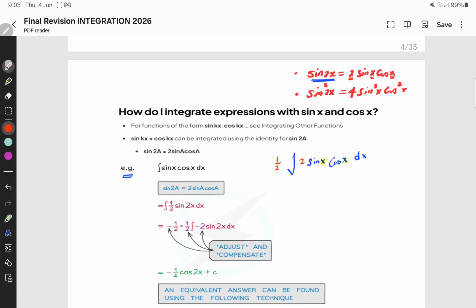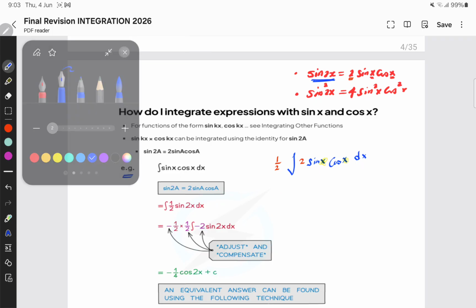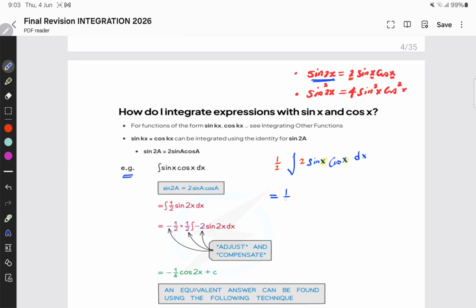So to change it to be 1/2 times the integral of sine 2x, because that represents sine 2x with respect to x. Now I have a basic rule, so we just integrate. The integral of sine will be negative cosine 2x, and divide by the coefficient of x, which is 2. 1 over 2 times 1 over 2 outside, it will be 1 over 4, all of that plus c.